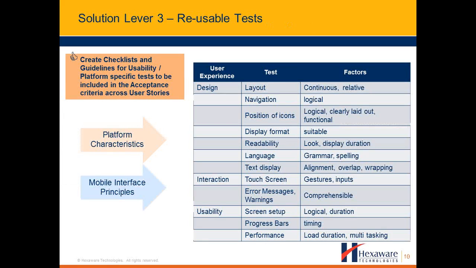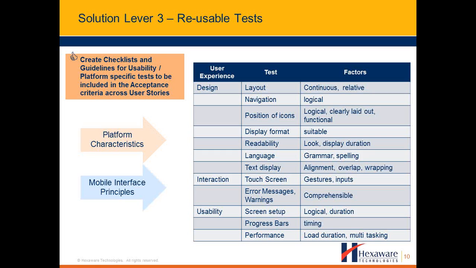The third solution lever would be with respect to reusable tests. Now, certain test types, especially platform tests and usability tests, can be created in the form of a template checklist of reusable tests that can be applied for any application. Likewise, any new sprint testing can utilize a checklist so that a new screen or functionality that is being delivered is validated against specific platform characteristics or guidelines.